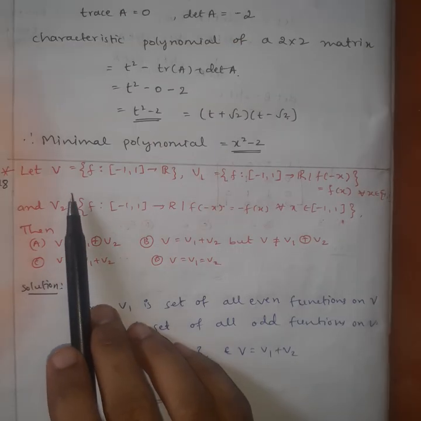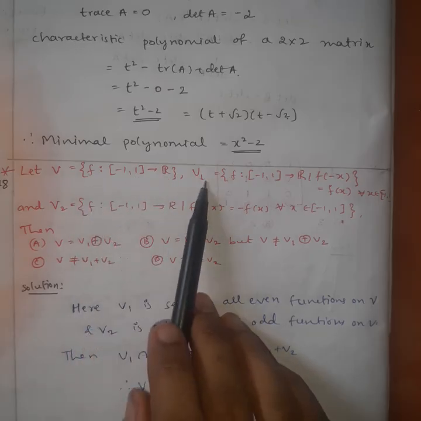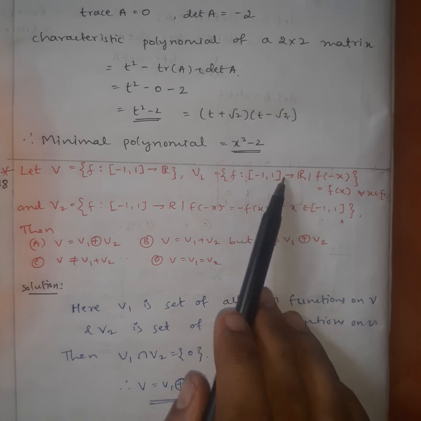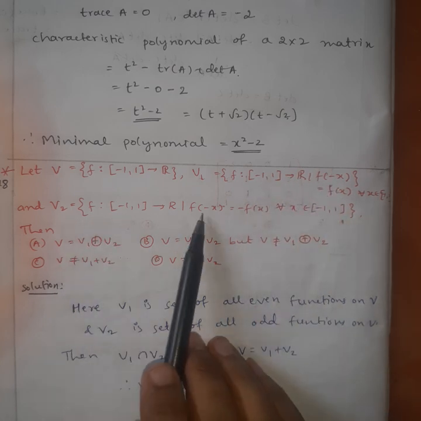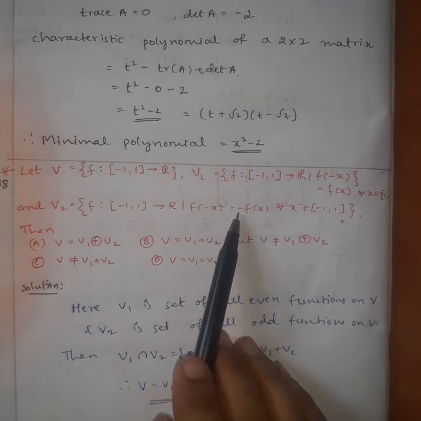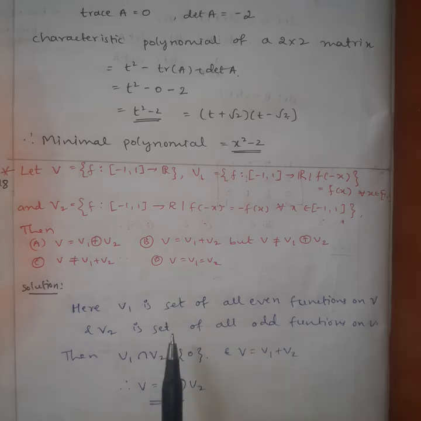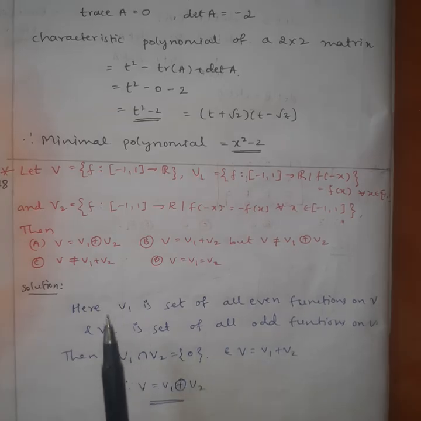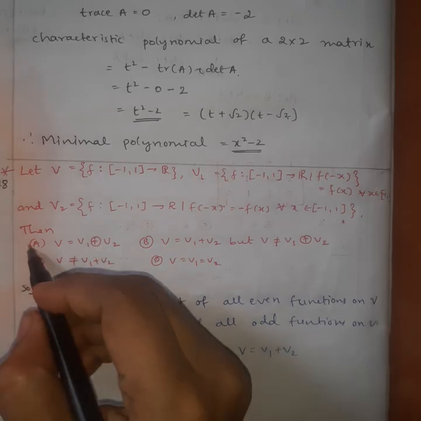Next question. V is the set of functions from [−1, 1] to R. V1 is the set of all functions satisfying f(−x) = f(x), and V2 is the set of all functions satisfying f(−x) = −f(x). Then what will be the options? Here V1 is the set of all even functions, V2 is the set of all odd functions, then V1 intersection V2 is 0 and V equals V1 plus V2. Therefore, V is the direct sum of V1 and V2, hence option A is correct.